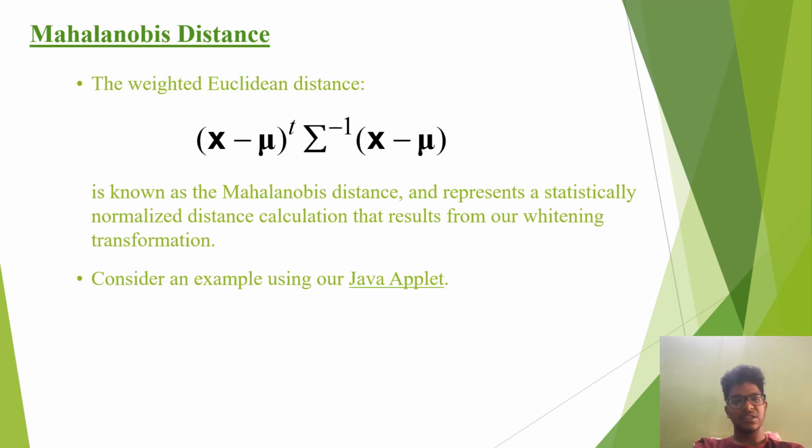Mahalanobis distance. The weighted Euclidean distance x minus mu whole to the power of t into sigma minus 1 into x minus mu is known as the Mahalanobis distance and represents the statistically normalized distance calculation that results from the whitening transformation. Consider an example using our Java applet.